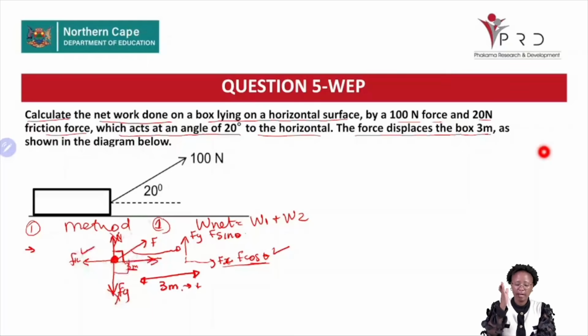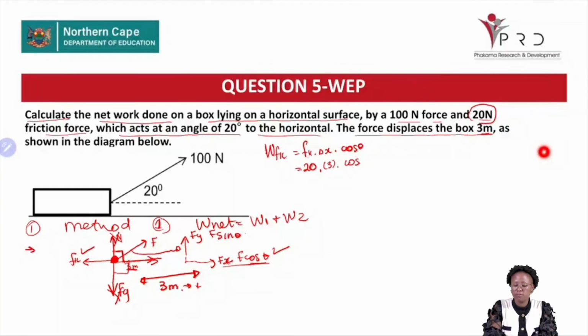All right, so the next thing we are going to do is calculate the work done by the forces that are doing the work separately. The first thing that I'm going to do is calculate the work done by Fk. The work done by Fk is going to be Fk delta x cos theta. What is the value of my Fk? I'm given here 20 newtons. That will be 20. What is the displacement of the box? Is 3. So it will be multiplied by 3.